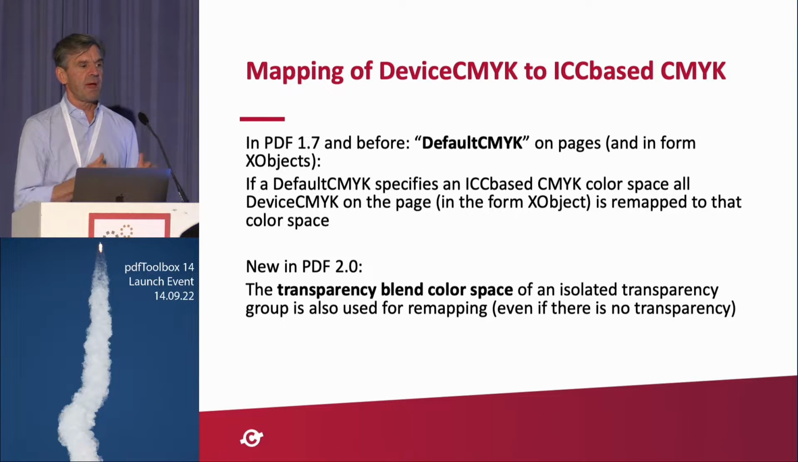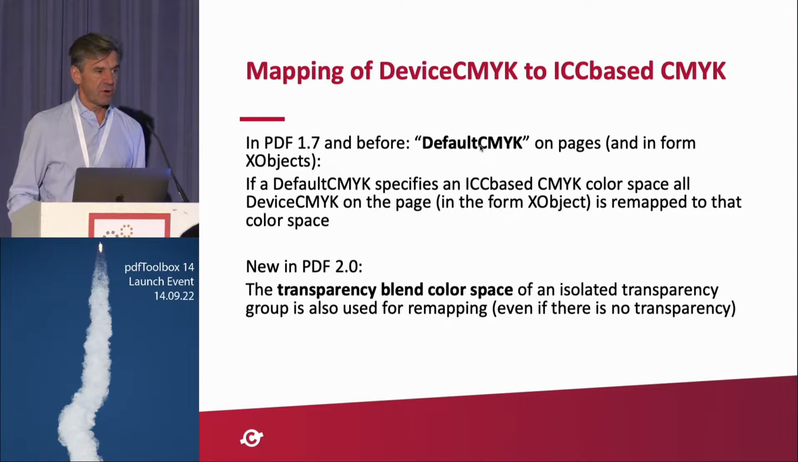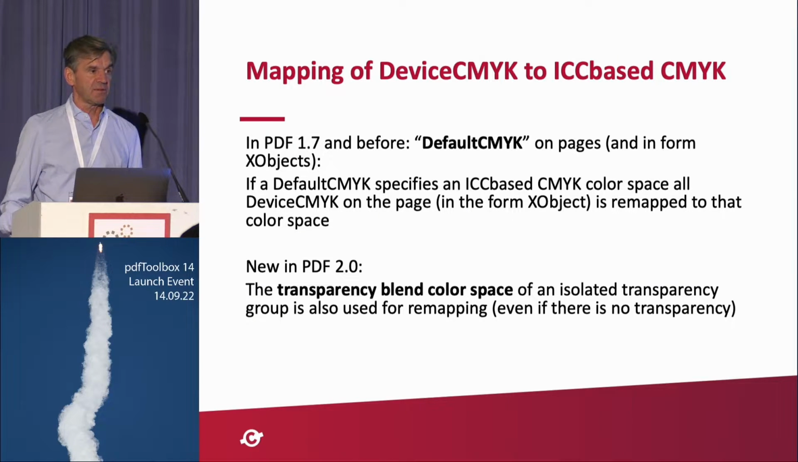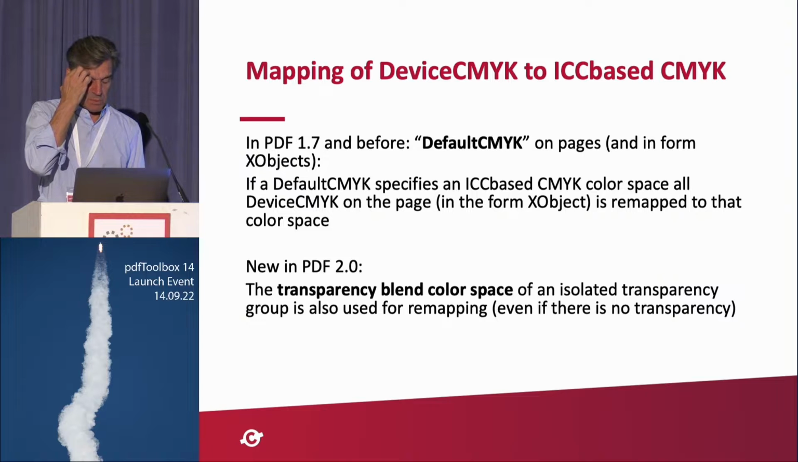However, there is an easier mechanism that works on a page or in a FormX object. In the FormX object, you can specify a color space with the name default CMYK, and if that default CMYK is an ICC-based color space, any CMYK objects on that page are treated as if they would have been directly tagged with that ICC profile. That is just a shortcut for a creator of a PDF file to tag all the CMYK objects on a page with an ICC profile.